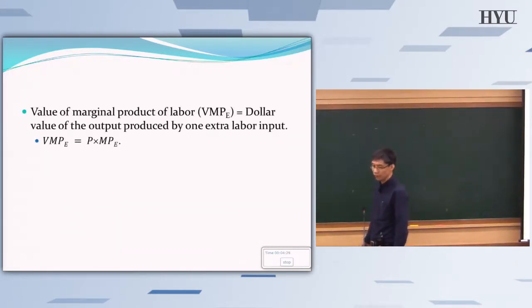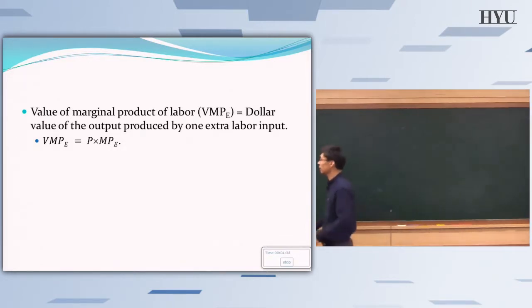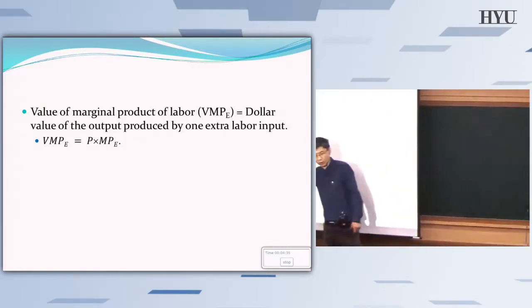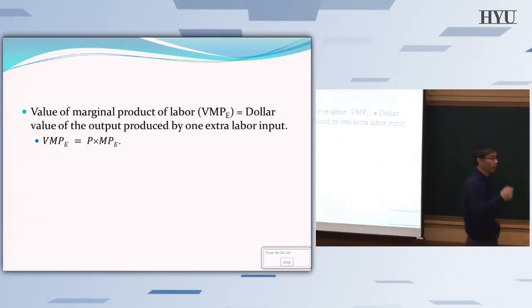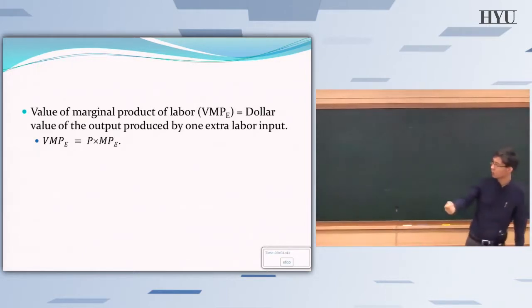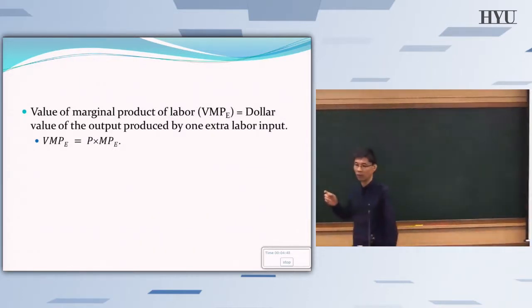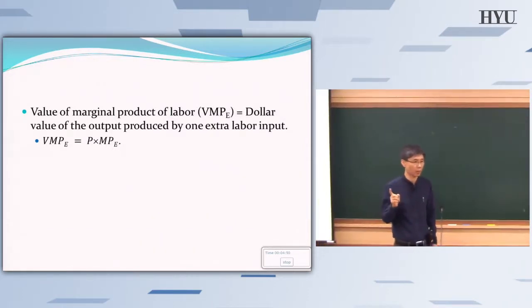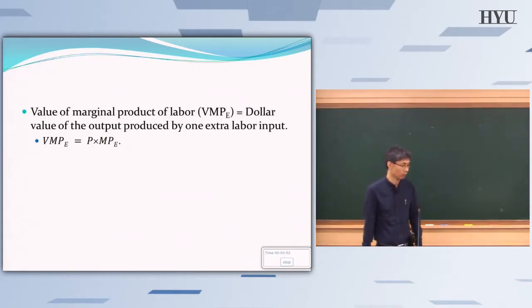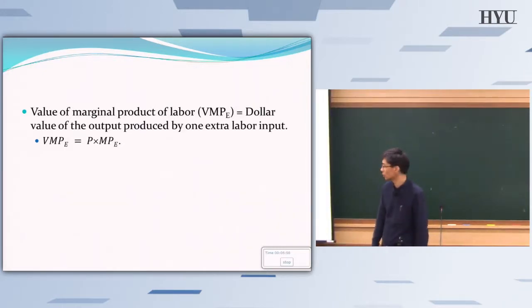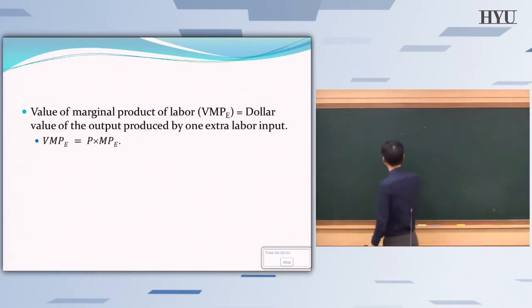And we define the value of marginal product of labor. What is the value of marginal product of labor? It is simply the price times the marginal product of labor. By using one more labor input, the producer can produce output equal to the marginal product of labor. How much this is worth at the market is the value of marginal product of labor, P times MPE. Questions?